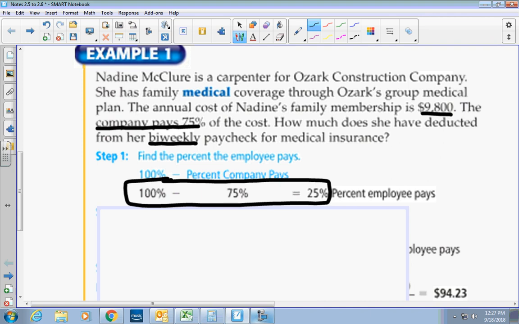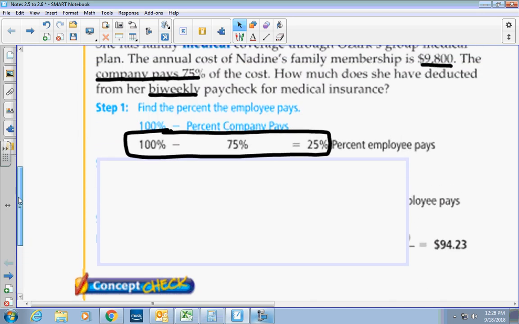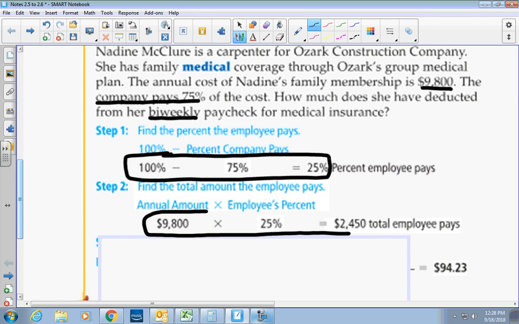So now we're going to use that calculation and multiply it by the 9,800. So we take that 9,800 and we multiply it by the 25%. So I want you to write down this. 9,800 times 25%. And that's 2,450.